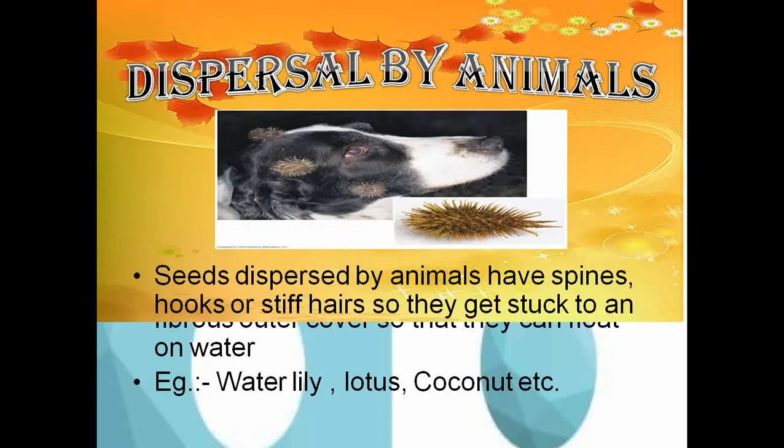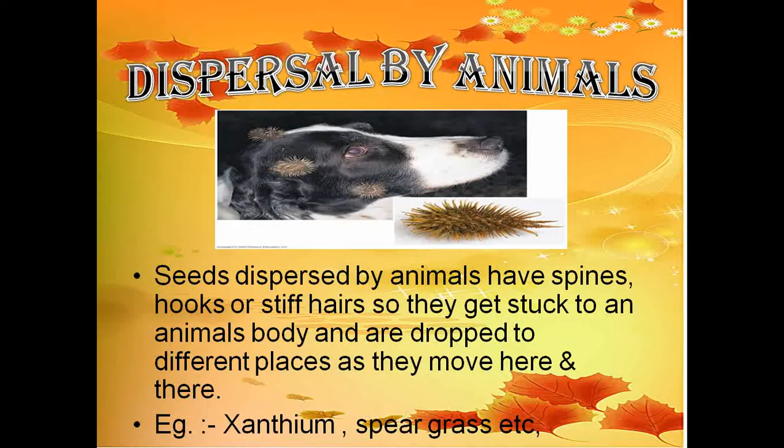Dispersal by animals. Seeds dispersed by animals have spines, hooks or stiff hairs, so they get stuck to an animal's body and are dropped to different places as they move here and there. Example, xanthium, speargrass, etc. As you can see in the picture, the seed got stuck with the dog's body, and as the dog moves here and there, the seed will drop to different places and then the plant will grow there. This is how dispersal by animals takes place.